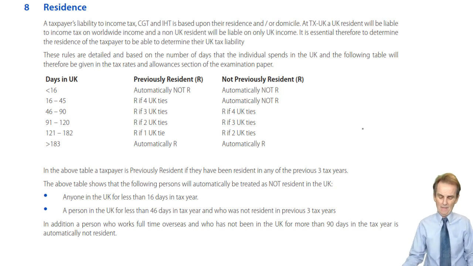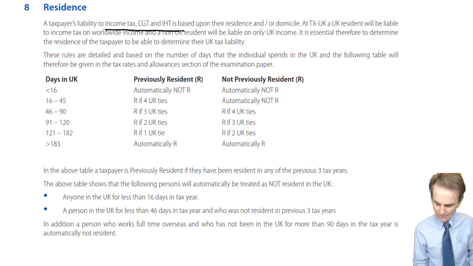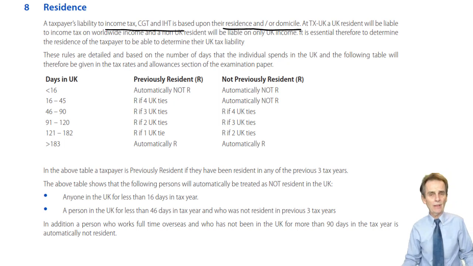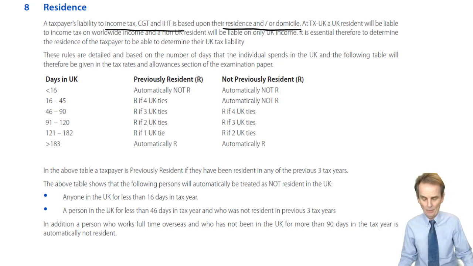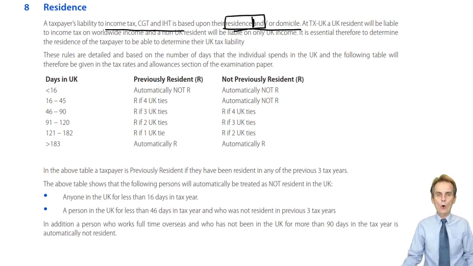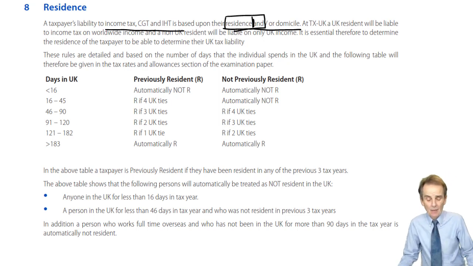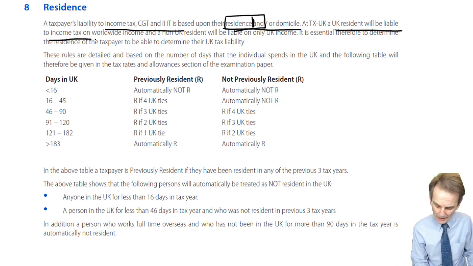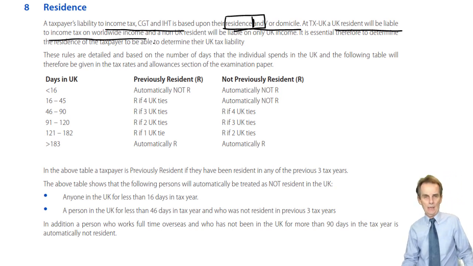All we have to know here is that a taxpayer's liability to the personal taxes, income tax, CGT and IHT, is based upon the taxpayer's residence and or, specifically in the case of inheritance tax, their domicile. But all we need to know here is about determining whether or not a taxpayer is or is not UK resident. The outcome then is very simple. UK resident will be liable to income tax on worldwide income.